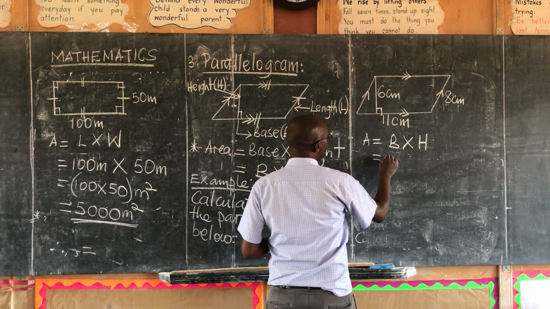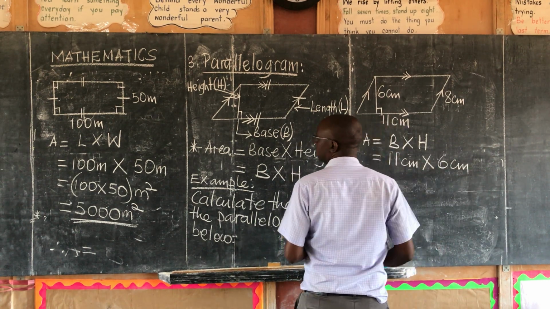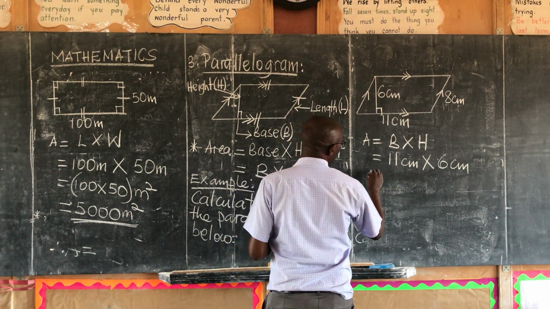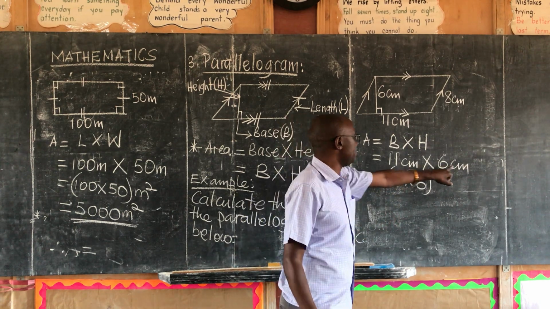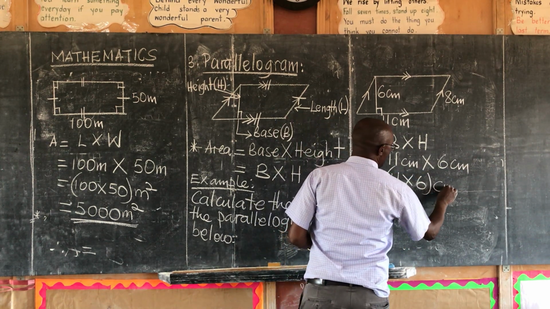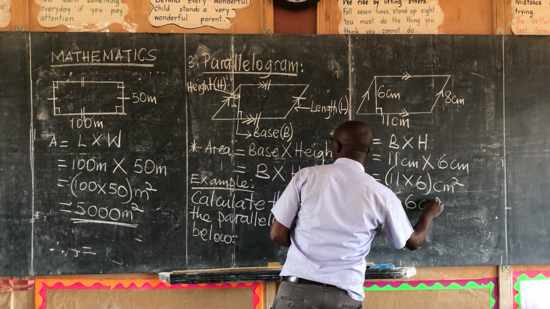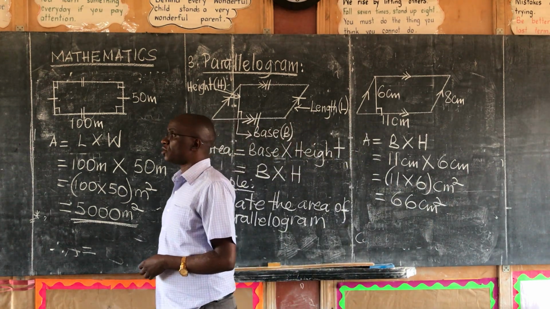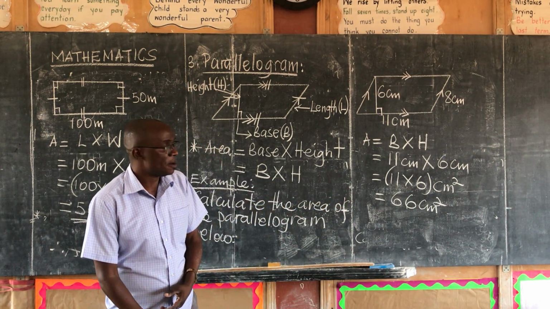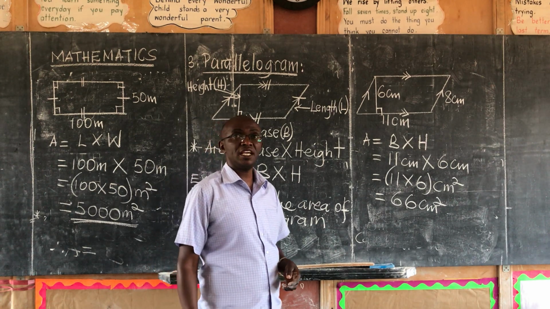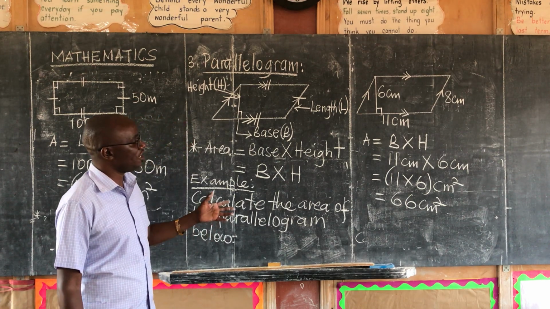So, which is going to be 11 centimeters times 6 centimeters. So, which is 11 times 6, cm times cm, that is cm squared, which is 66 centimeters squared. So that is the area of a parallelogram. I think we must have understood how to find the area of a parallelogram.